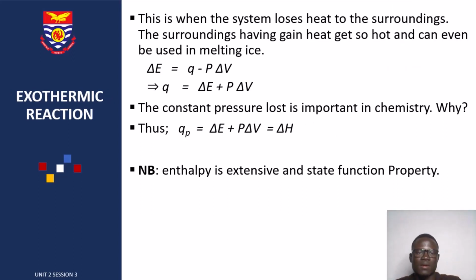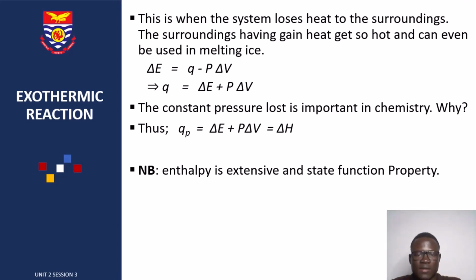Now, what is an exothermic reaction? When we talk about an exothermic reaction, it is when the system loses heat to the surroundings. The surroundings, having gained heat, get so hot and can even be used in melting the ice. And that is to say that in this case, the sign we allocate for Q becomes what? Negative.